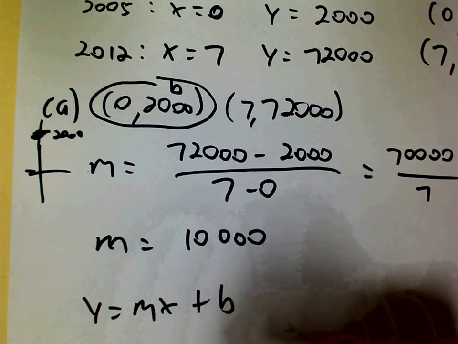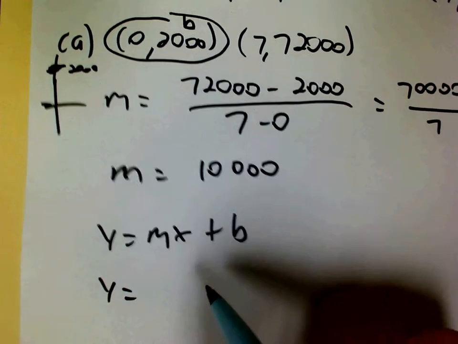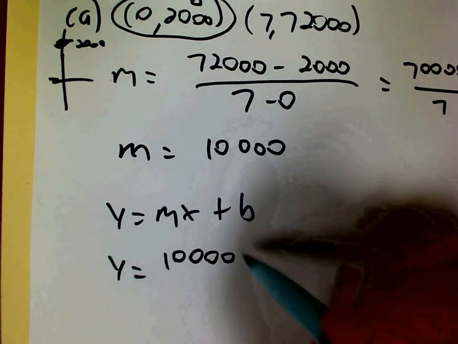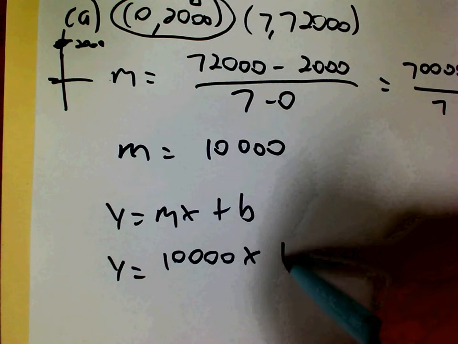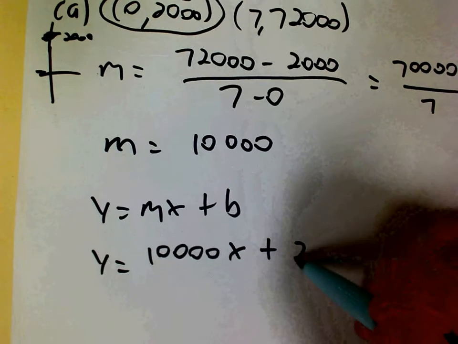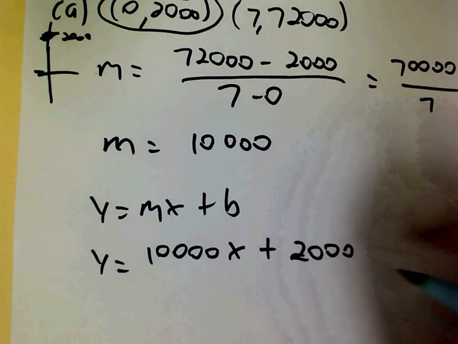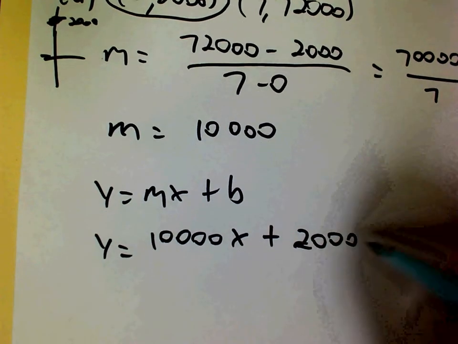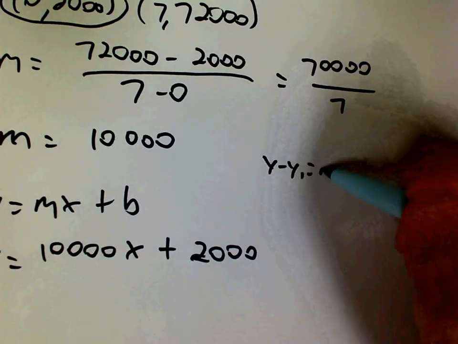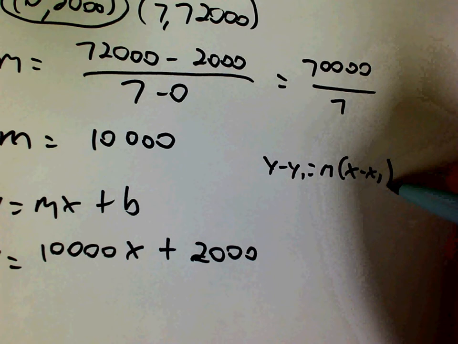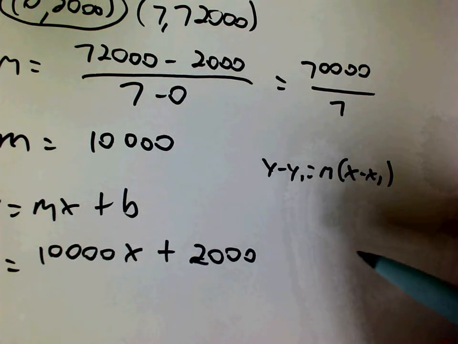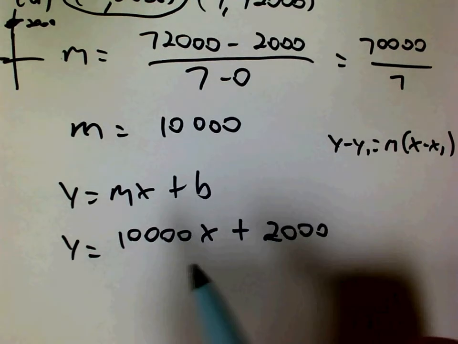So in other words, I can go straight to the answer. I just found the slope, which is 10,000, and we're going to leave y and x as they are, and then b is the y value of the y-intercept, which is 2,000. Now if you don't like that, you can once again always use point slope and substitute the numbers in and solve for y, and you'll get the exact same answer. This is just a little shortcut. And that's the answer to A.